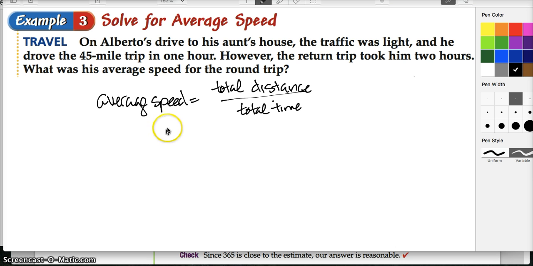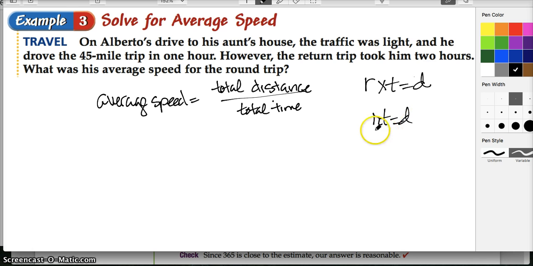The simplest and most straightforward way of doing this is to remember always that average speed is equal to total distance divided by total time. Remember, earlier in the video we talked about rate times time is equal to distance. If I wanted to get rate by itself, I'd have to divide both sides. So I'd have RT equals D. I'd have to divide both sides by T, and you get R is equal to D over T, or rate is equal to distance over time.